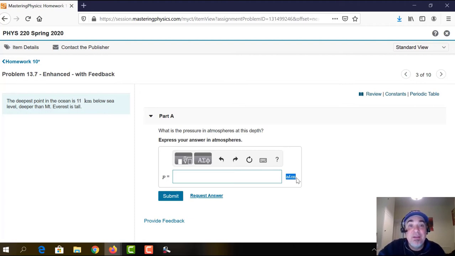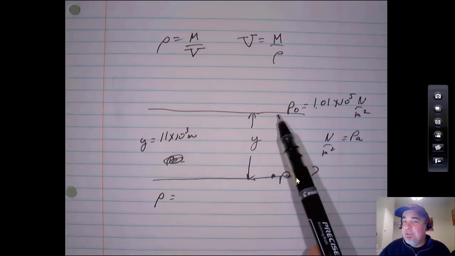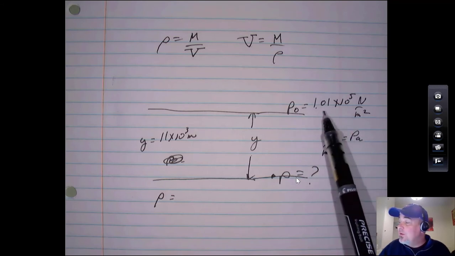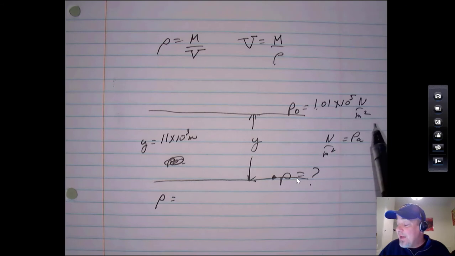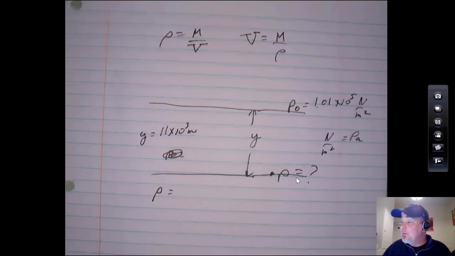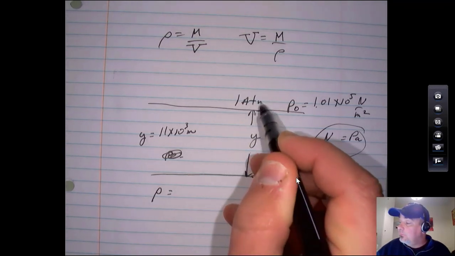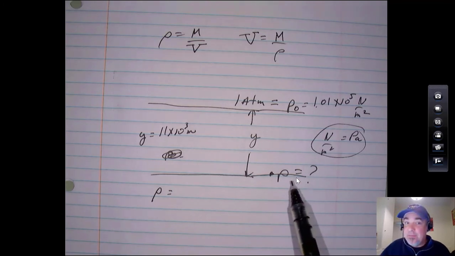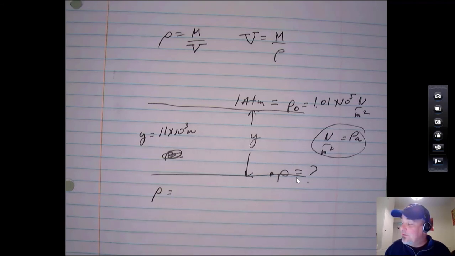So let's actually calculate this pressure. Okay, so here's the top of the ocean. This is just atmospheric pressure. So atmospheric pressure, 1.01 times 10 to the 5th newtons per square meter, or you could say 1.01 times 10 to the 5th pascals. A newton per square meter is a pascal. So that's 1 atmosphere. Then we want to figure out the pressure here at this depth. The depth here is 11 kilometers, so 11 times 10 to the 3rd meters.